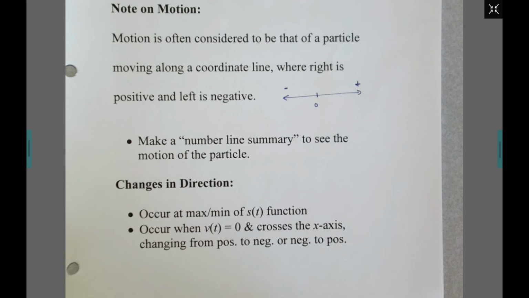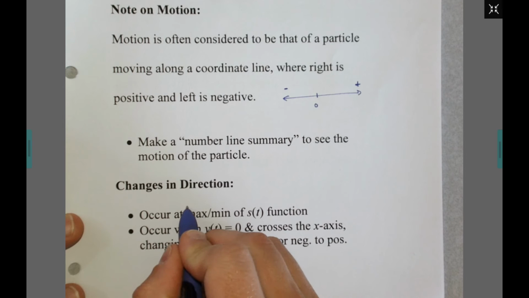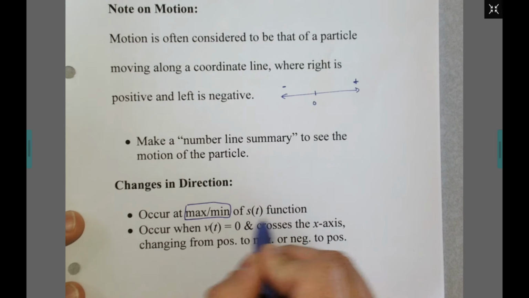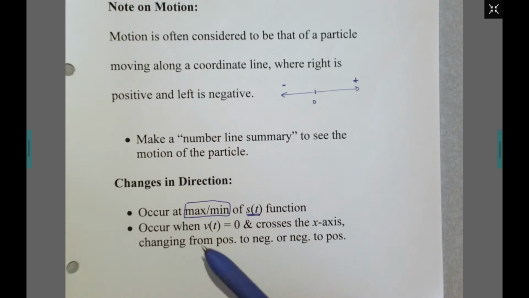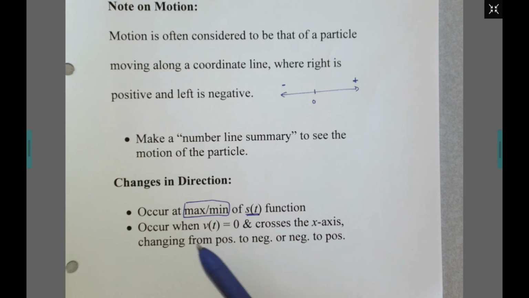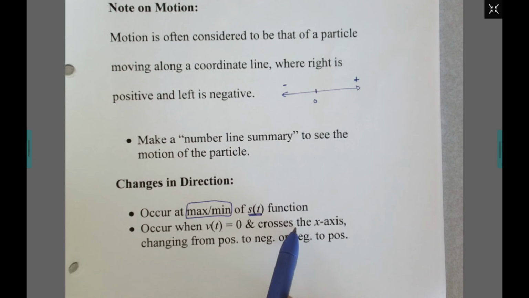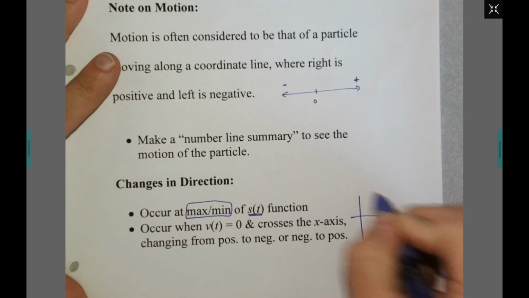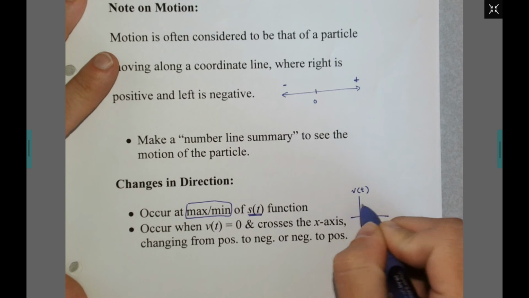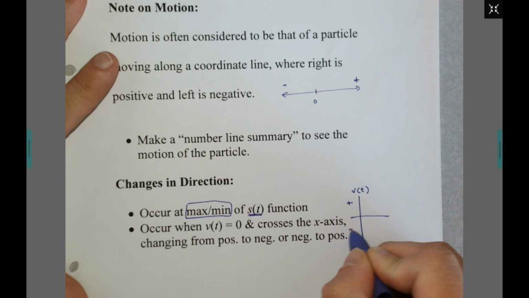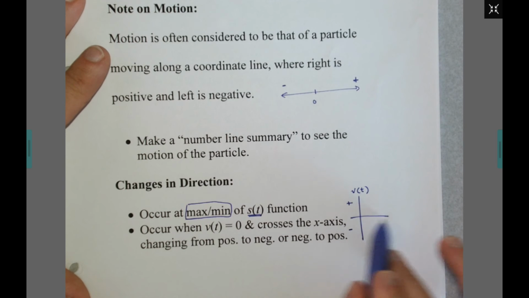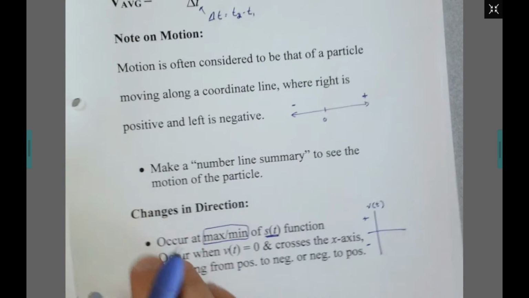Changes in direction. If I change from going forward to backwards, it's going to be a max or min on a position function. And it occurs when the velocity is 0. So if I have a velocity graph, we're looking for where velocity is 0. When the velocity is 0 and we in fact cross the x-axis, it tells us that we have a change in direction. Remember, for velocity graphs, anything up above tells me I'm moving forward. Anything down below says I'm going backwards. Right on the line is where I'm either stopped or changing directions.